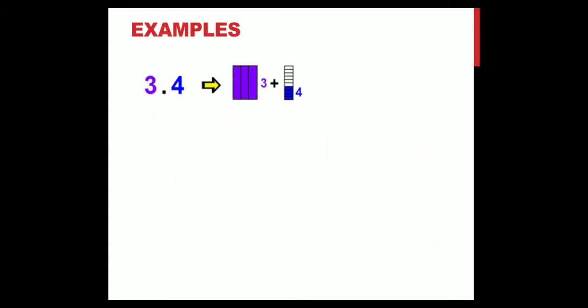Let me give some more examples. For example, 3.4. What does 3.4 represent in the place value chart? 3 is ones, right? So I have 3 bars. After the point I have 4. 4 means what? Tenths part, that is 4 by 10. Out of 10 I have 4. So in one piece I have 10 parts, and in those 10 parts I have only 4. So that is 3.4.